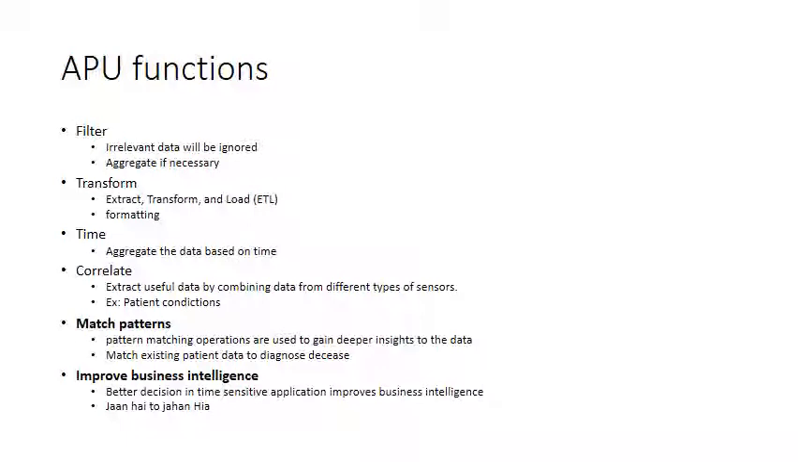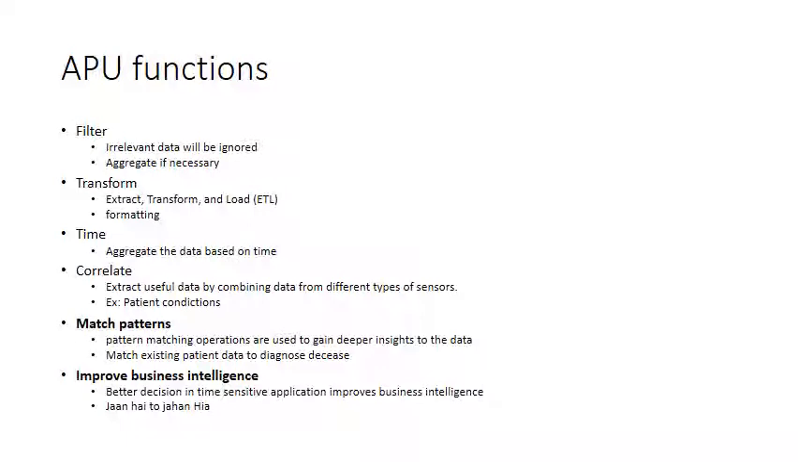Then correlate. After collecting and combining all this data, I have to come to a conclusion about the present status of the system. If I take a real-time example of a patient, the patient in the hospital has so many sensors, like heartbeat, BP, sugar. Based on this data, I can conclude that the patient has a certain disease, because for that disease I have to give the solution.